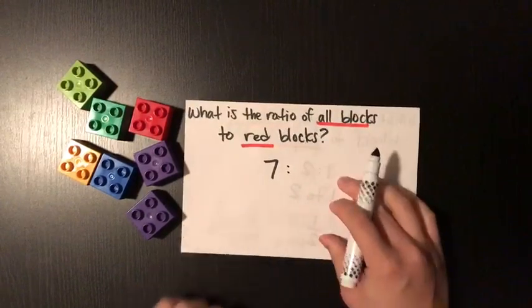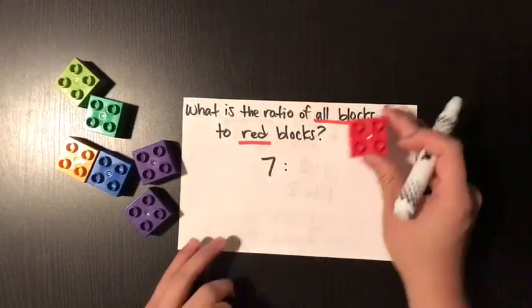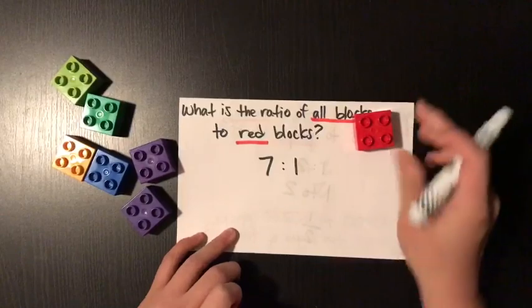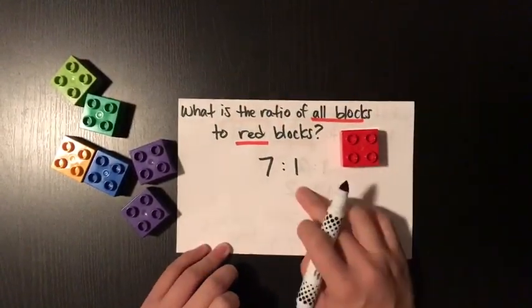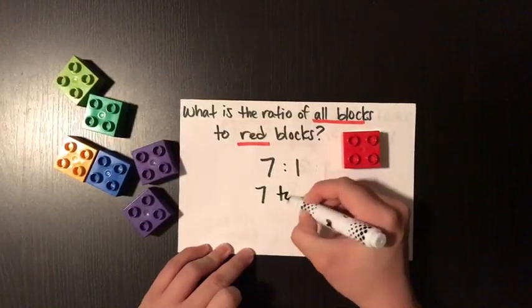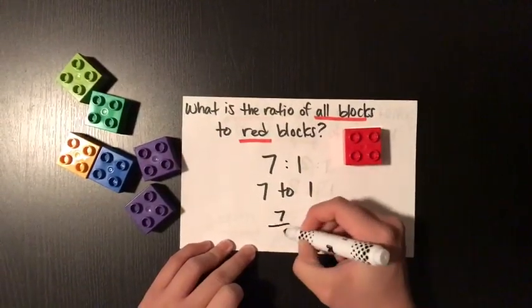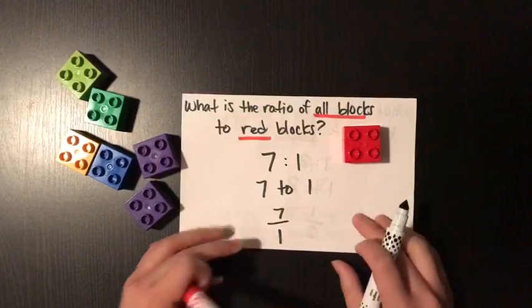And then how many red blocks do we have? We only have 1 red block. So we have 7 total blocks to 1 red block. We can write that using a colon, using words, 7 to 1, or using a fraction, 7 total blocks over 1 red block.